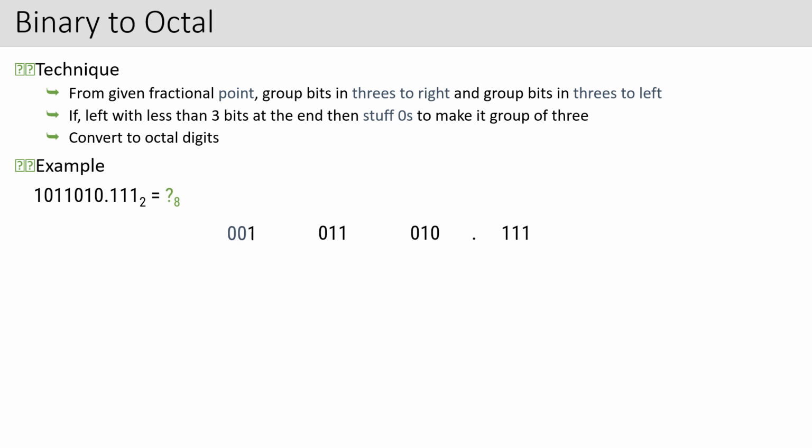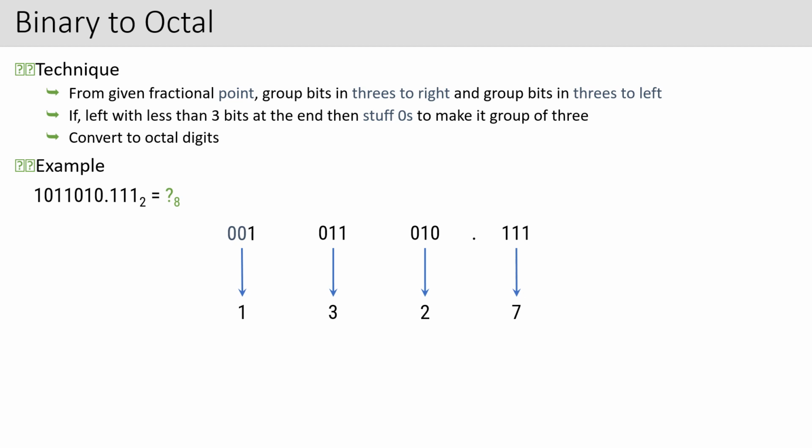I'm again repeating. From the given fractional point, group the bits into 3 to the right and group bits into 3 to the left. See, 1, 1, 1 is already 3 bits. Starting from the fractional point, I'm grouping into 3s: 1, 1, 1, then 0, 1, 0, then 1, 1, 0. That is 3 each. But 1 is remaining alone. So how can I convert it into 3 bits? I will add 2 more 0s to it. So 0, 0, 1 like that. Okay.